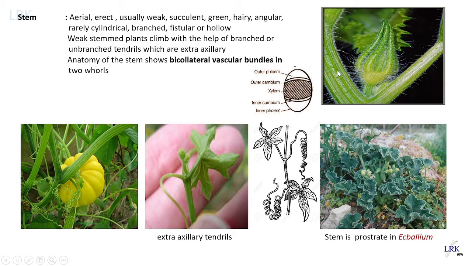Okay, they are hollow or fistular, and these are weak stemmed, and they climb the support with the help of the branched or unbranched tendrils. And these tendrils here are extra axillary.